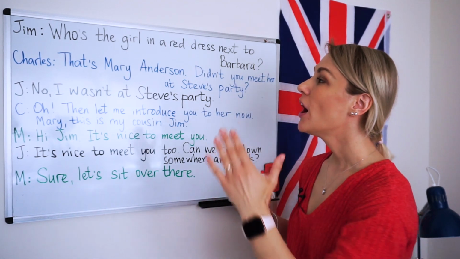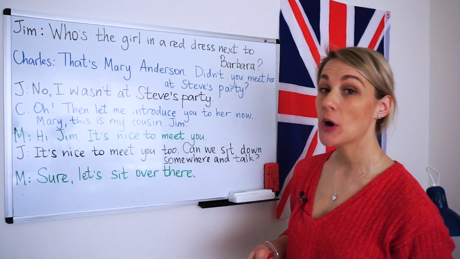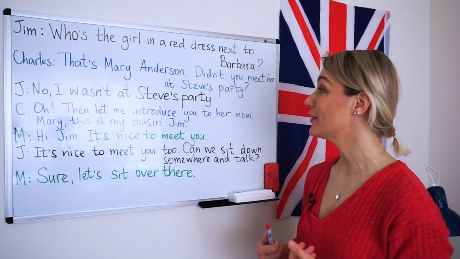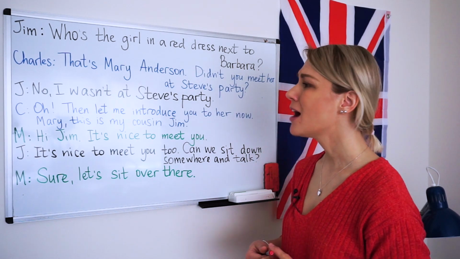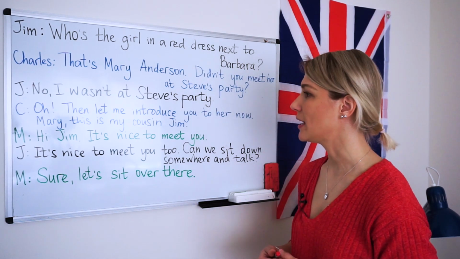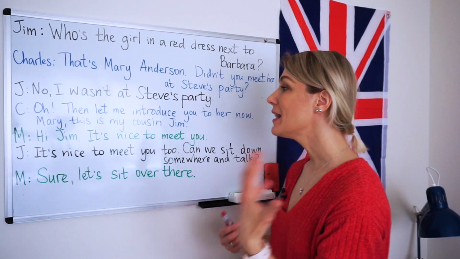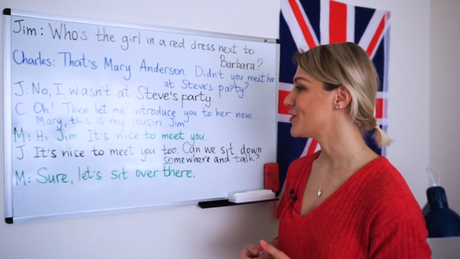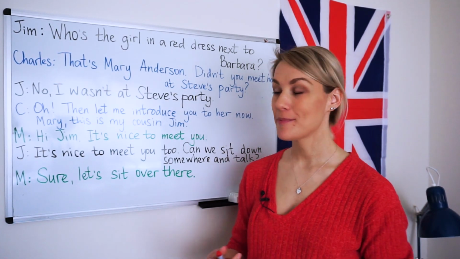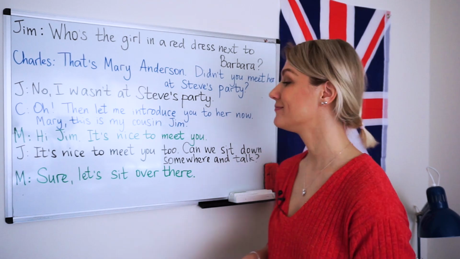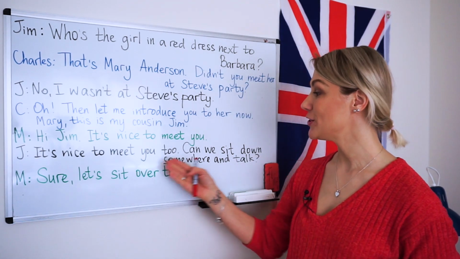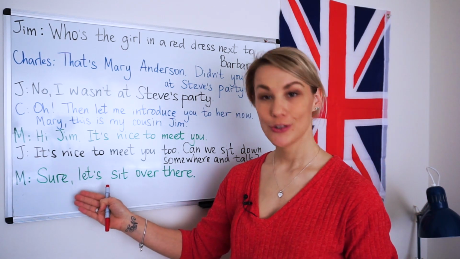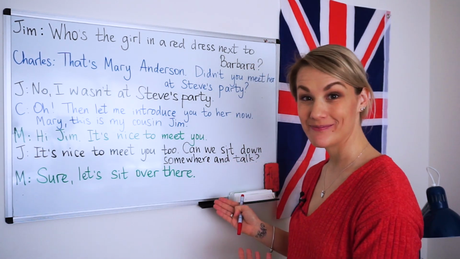Who's the girl in a red dress next to Barbara? That's Mary Anderson. Didn't you meet her at Steve's party? No, I wasn't at Steve's party. Oh, then let me introduce you to her now. Mary, this is my cousin Jim. Hi Jim, it's nice to meet you. It's nice to meet you too. Can we sit down somewhere and talk? Sure, let's sit over there.